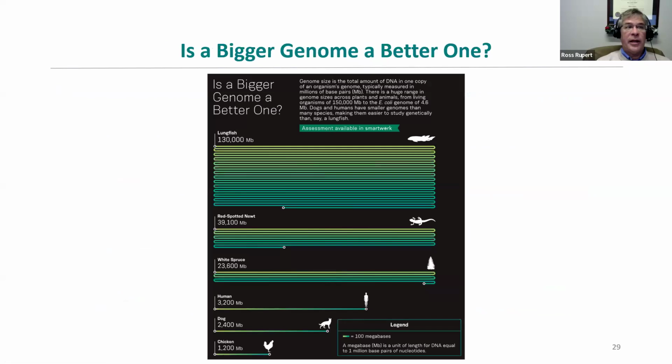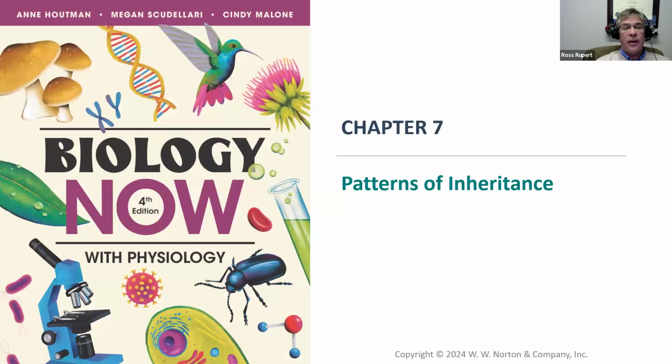Here's something that's really fascinating. Sometimes with a complex organism, like a human being, with high intelligence and complex behavior, you would think that they have the most number of genes. That's not true. It turns out lungfish have way more genetic material and way more genes than we do. It's actually shocking. Plants are like that too. They have many more genes than we do. It's very fascinating. And that is chapter 7, Patterns of Inheritance.